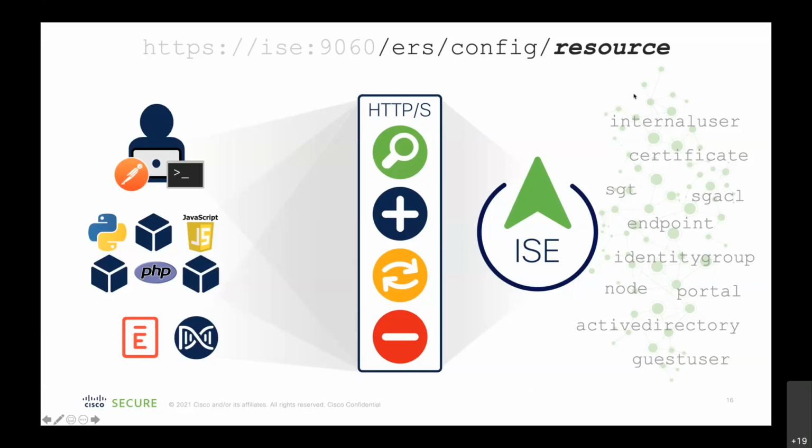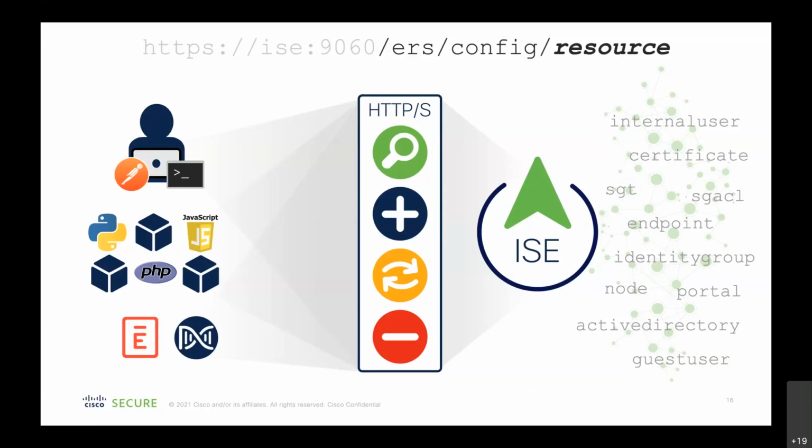And so what I wanted to do is basically talk with you all about this idea of representational state transfer in ISE. The way this works is, I think you're all familiar with URLs, and you want to be able to access some resource in the software. In this case, it's ISE.